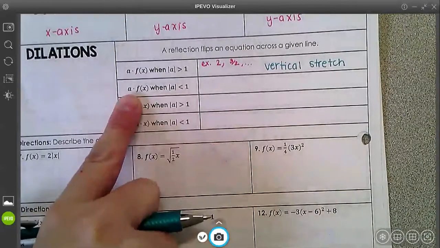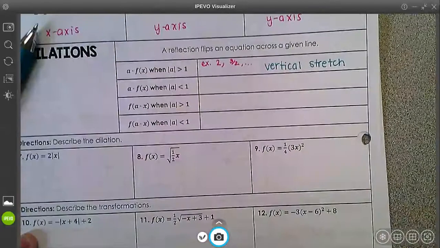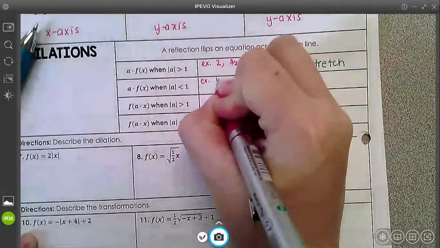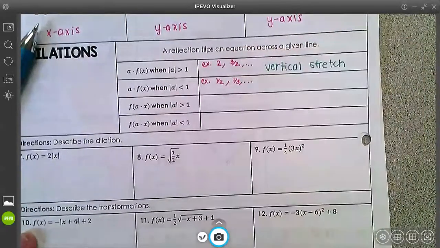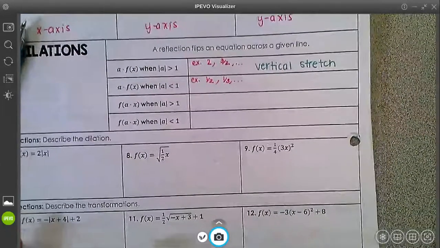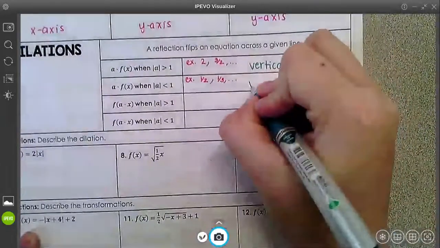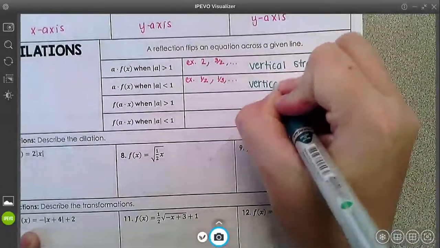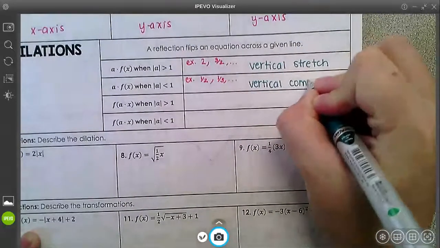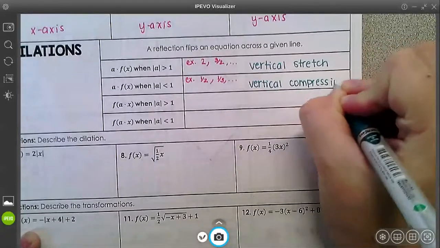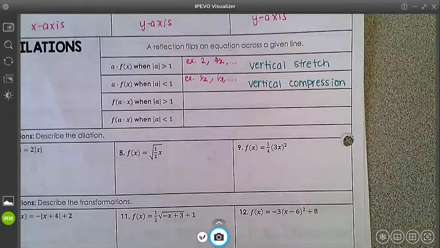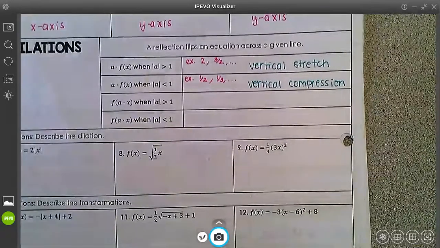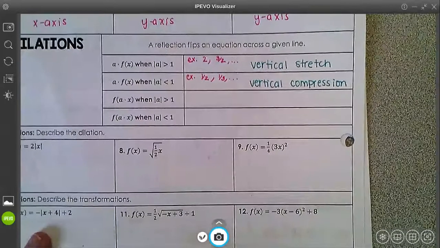If the number is on the outside and it's less than 1, so example like a half, a third, numbers like that, that is going to be vertical compression. So instead of stretching it up and down, we're squishing it. You're going to get really, really wide if you do that to your picture.